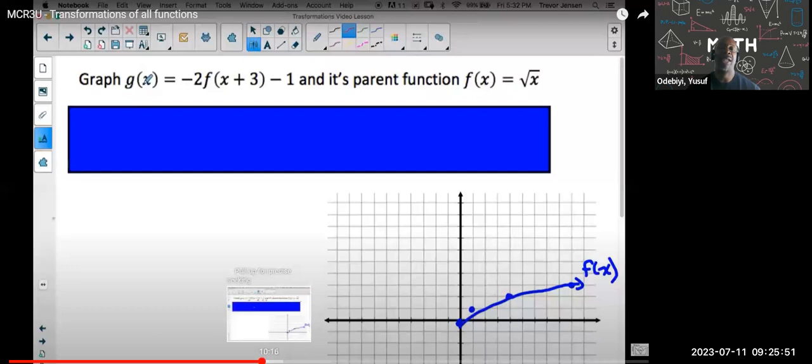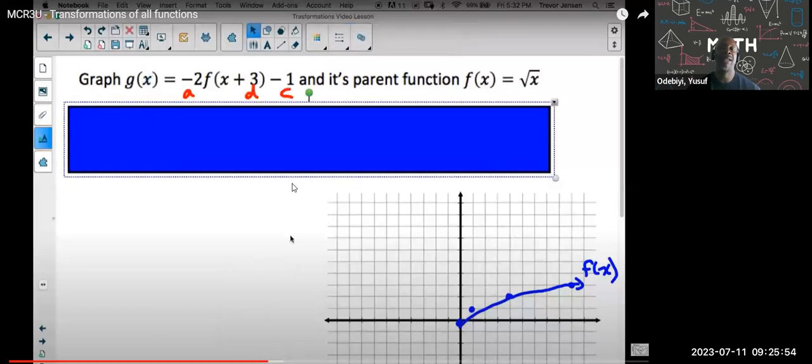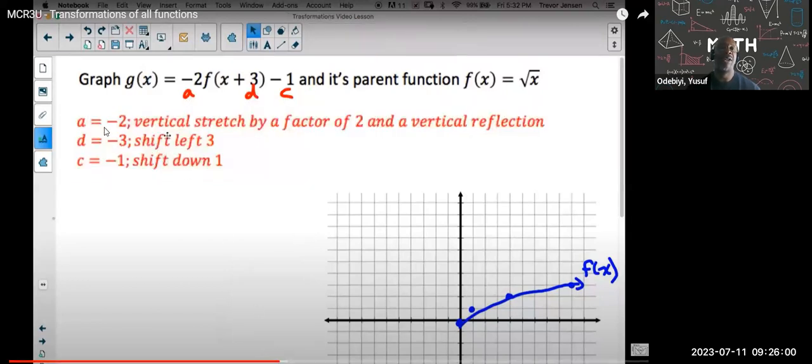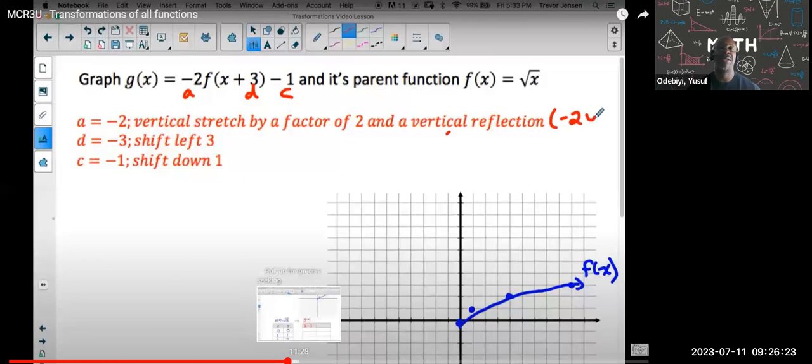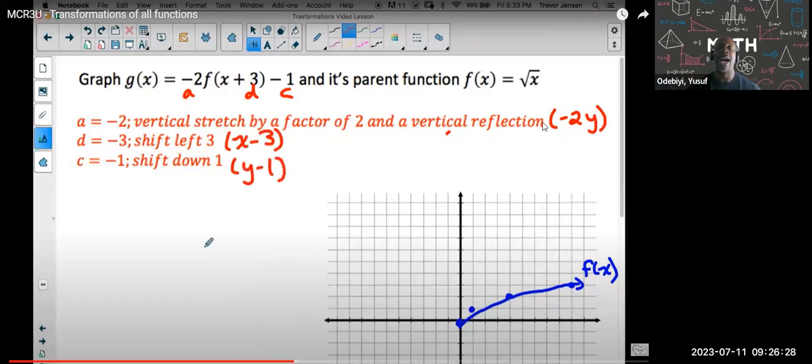Okay, so let us fast forward that. There's your transformation values. Okay, so again, a is -2, vertical stretch by a factor of 2, and a vertical reflection, like I said. And then d is actually -3, so it's going to go to the left, like I said. And then c is -1, so it's going to go down, like I said. Okay, so what he's going to do is go back to the table and then put the new table values, right? He's showing you over here on the side there, you can see how it would transform in the actual function.